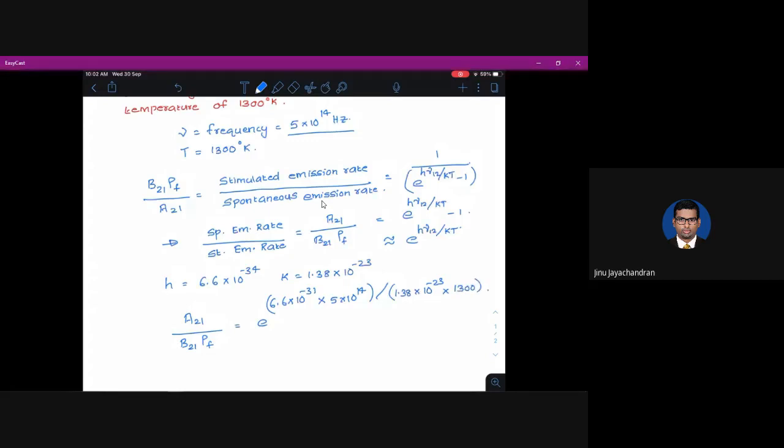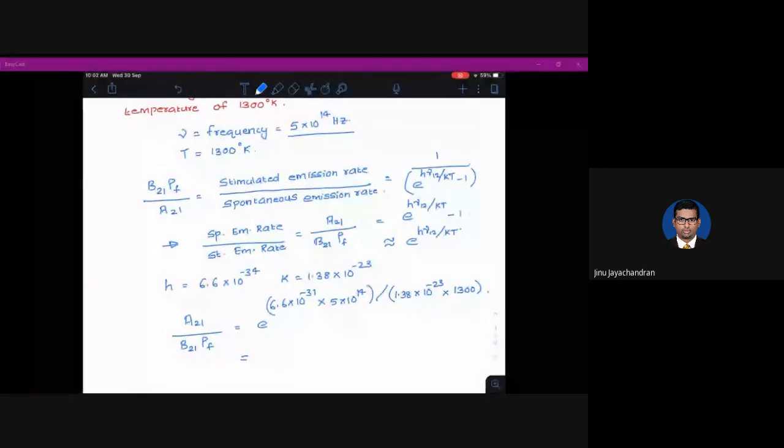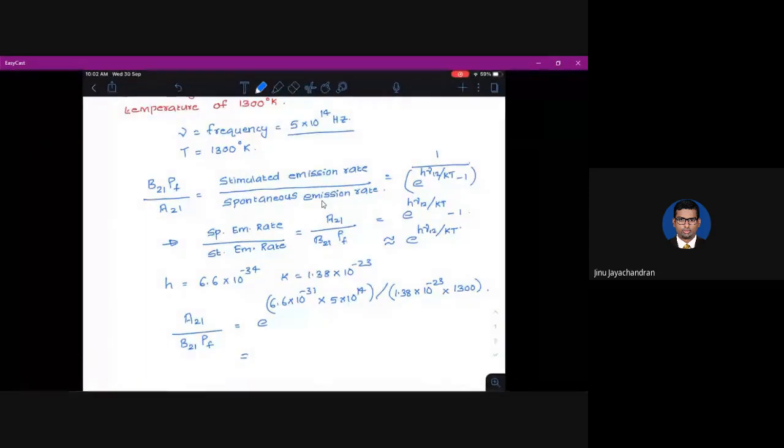Okay, and anybody can please calculate this and let me know the answer. You can give me the answer in e raised to terms, like e raised to something. Those who have a calculator, please calculate and tell me what it is.